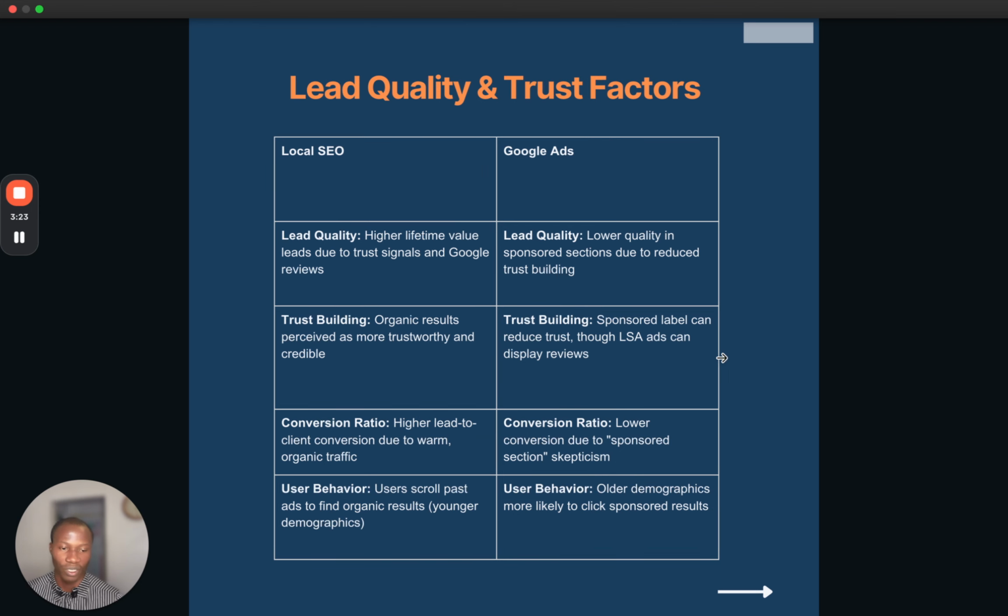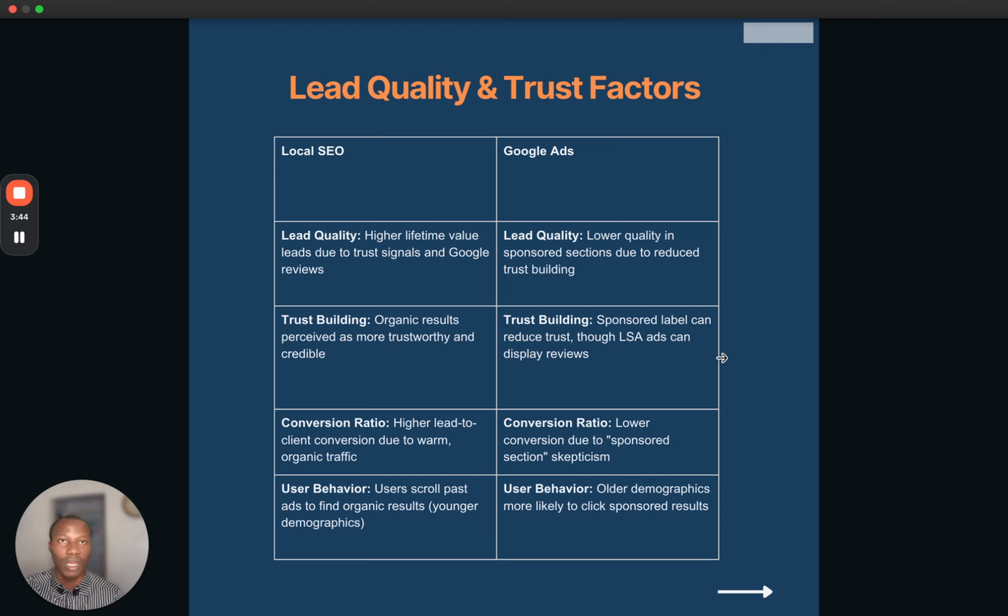Another thing we're going to be looking at is lead quality and trust factor. So for local SEO, it has higher lifetime value leads due to trust signals, and Google actually gives them this kind of trust and reviews that people actually see. But for Google Ads, it's lower quality in the sponsored section due to reduced trust building.